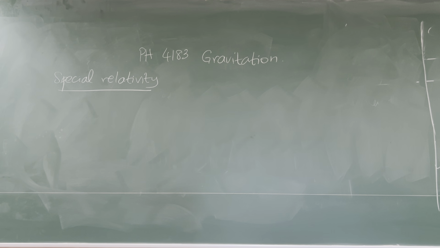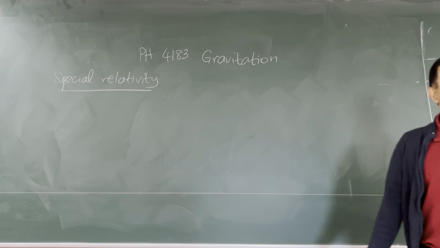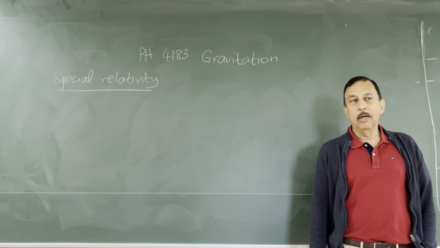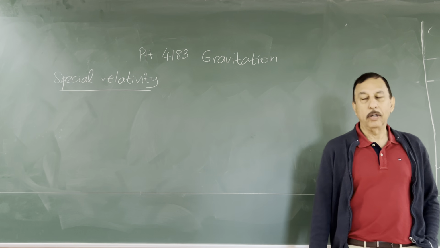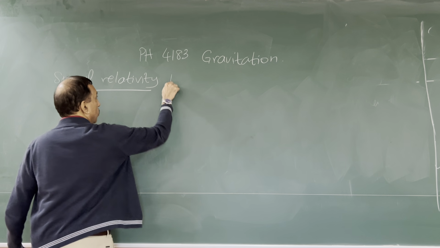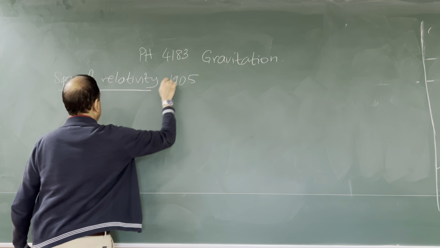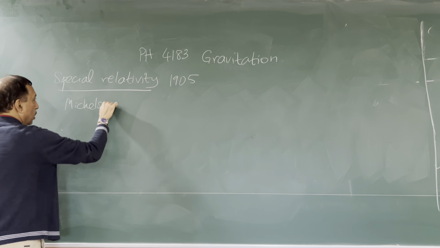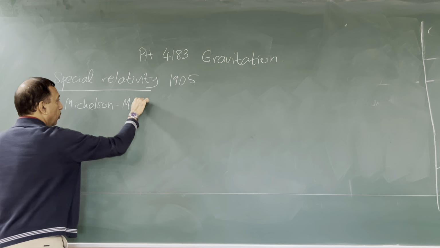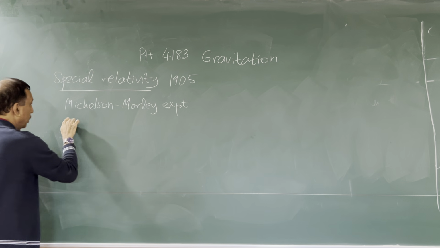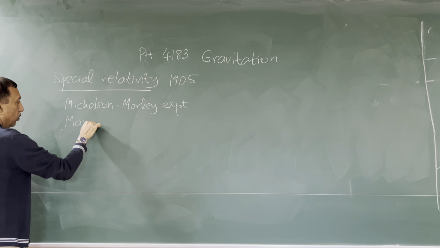Also, I'm not sure how many people appreciate that basically one experiment and one theory which existed before Einstein came on the scene were responsible for special relativity being formulated in 1905. The experiment, I'm sure you have heard, is the Michelson-Morley experiment, and the theory was Maxwell's equations.